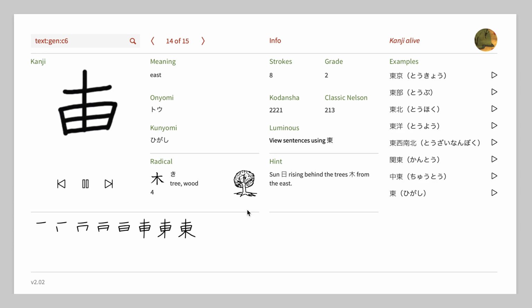So horizontal line, sun, then the vertical line, and the two diagonal lines which complete the tree kanji, as you could see here. So 1, 2, 3, and 4. But you have a sun. We'll go over to the hint: the sun rising behind the trees from the east. And one more look at stroke order.